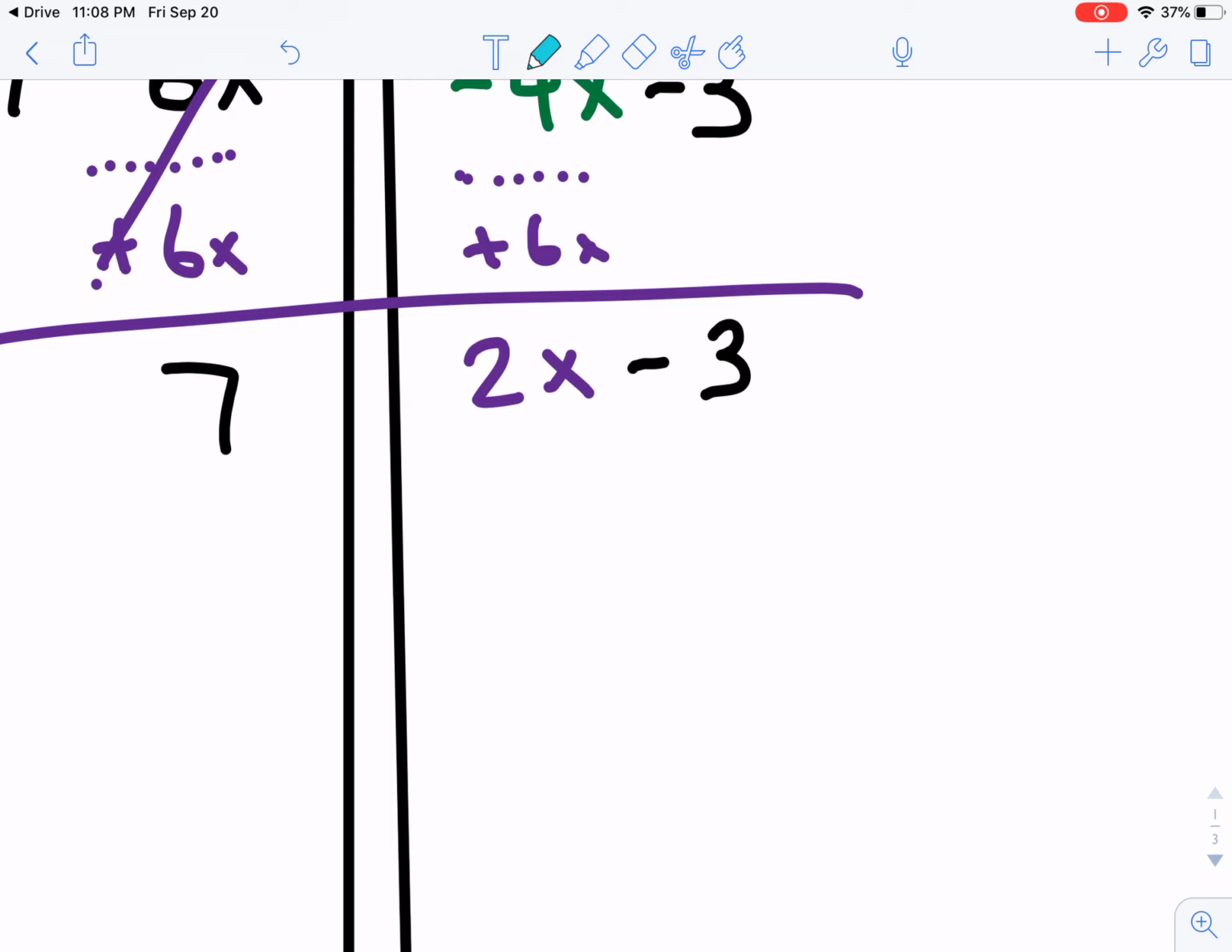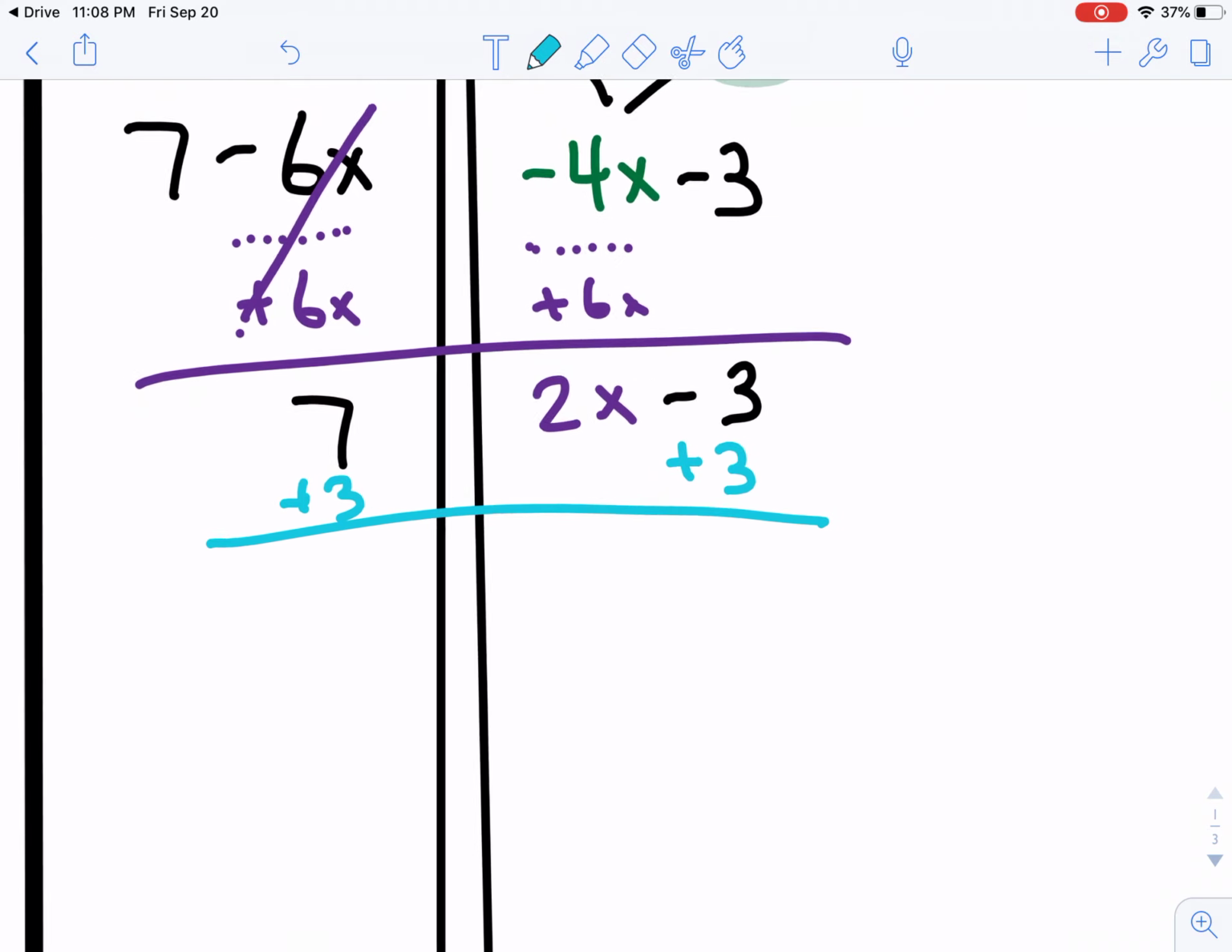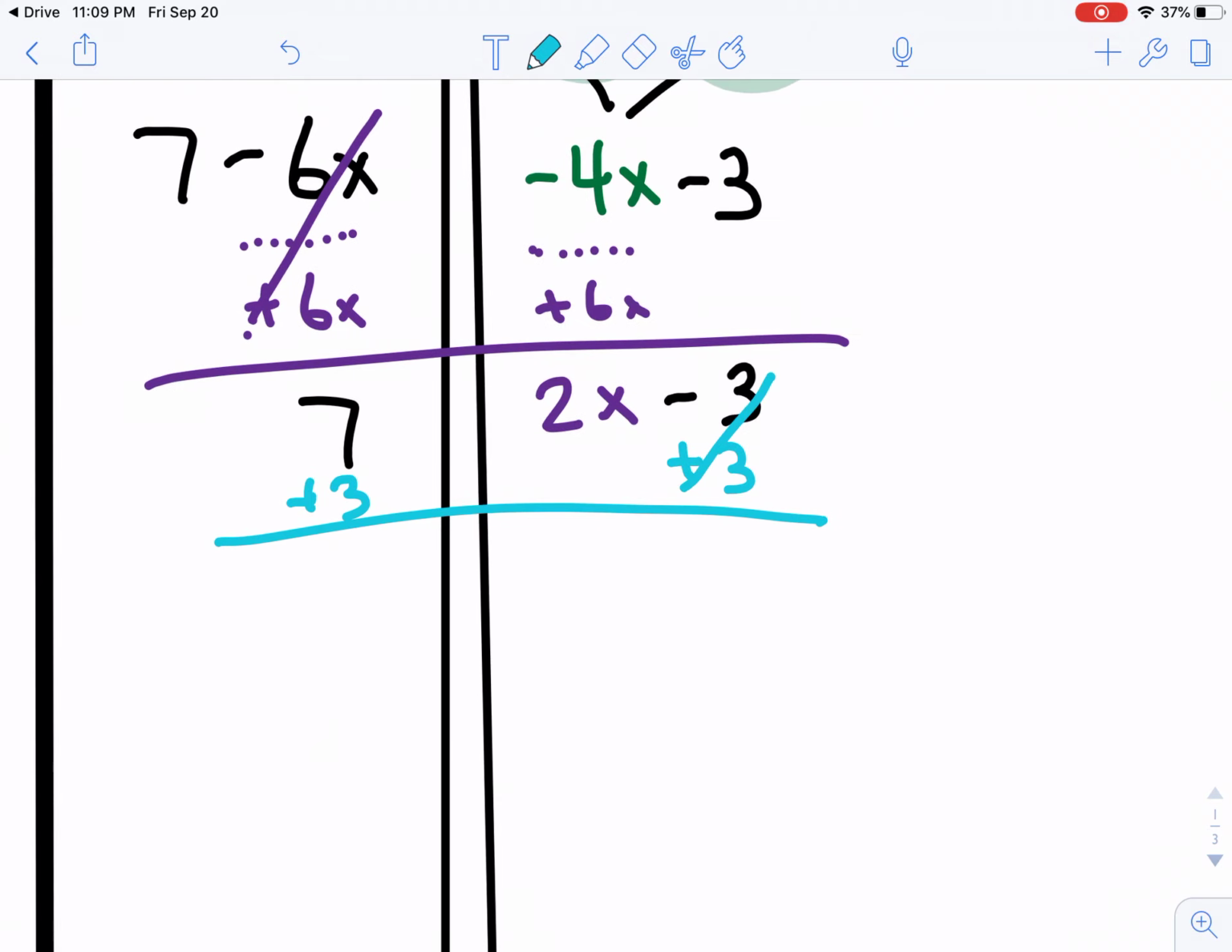So here we have negative 3 or minus 3 next to the variables. We want to take the inverse operation. The opposite of subtraction is addition. So we're going to add 3. But if we do that to one side, we need to do it to both. This will cancel out. And this will become 10. The other side will be 2x.